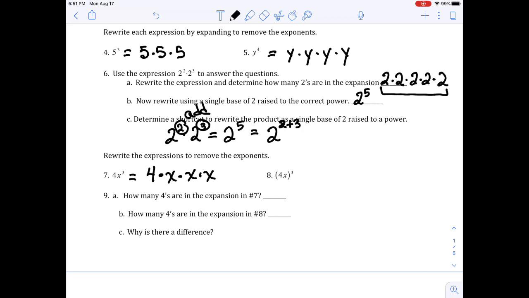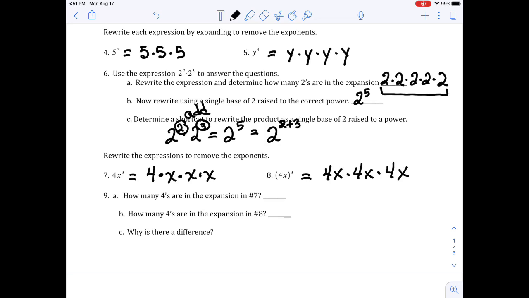In number 8, we have the quantity. So we call that the quantity because of the parentheses around it. The quantity 4x raised to the third power. That would be written as 4x times 4x times 4x. So that 4x is the base that is used 3 times, or the factor that is used 3 times.